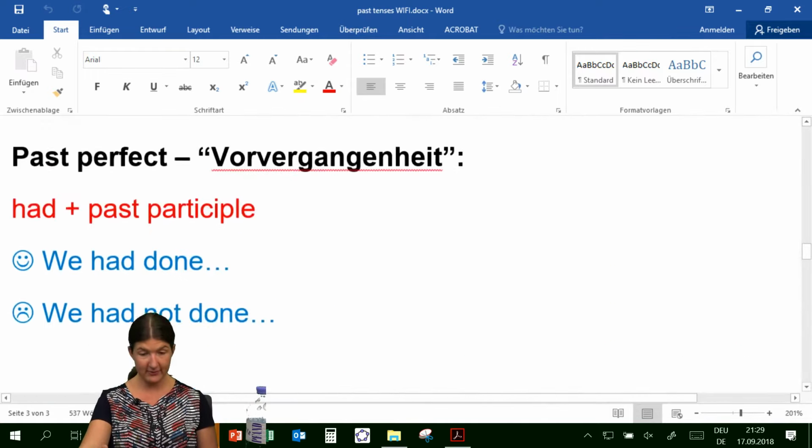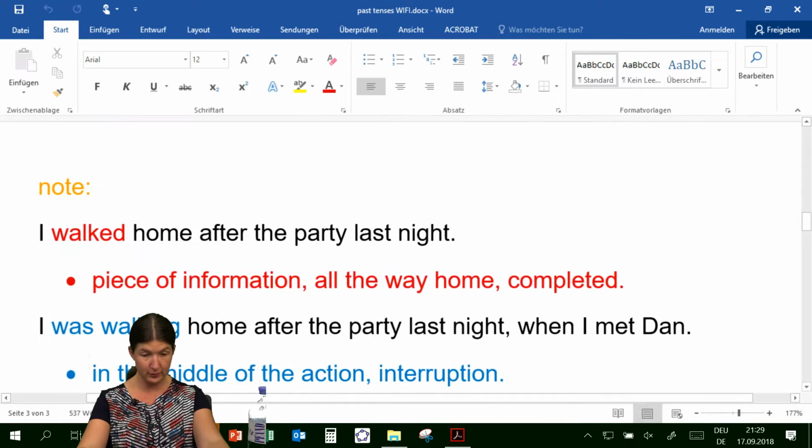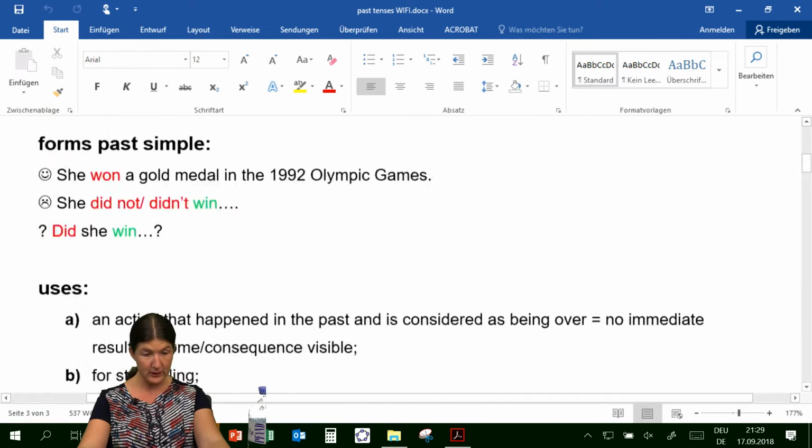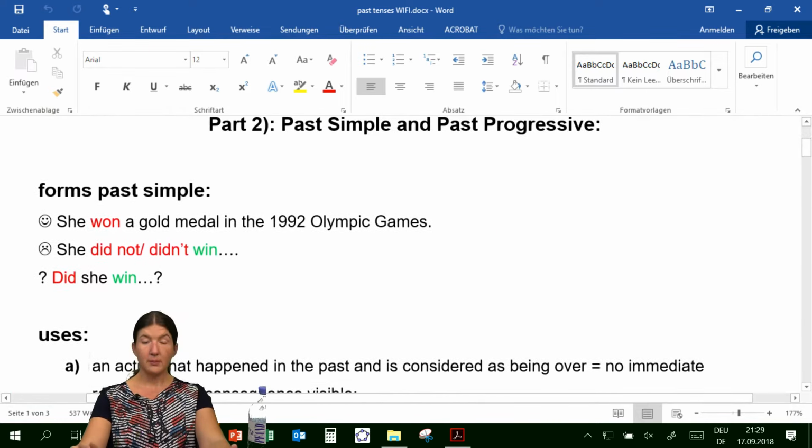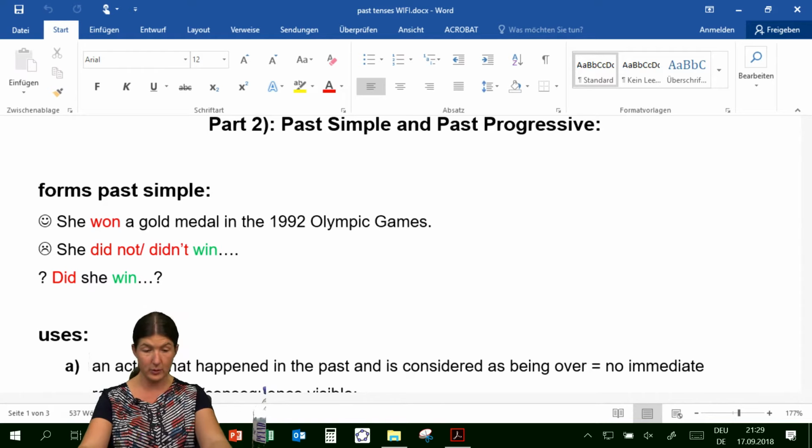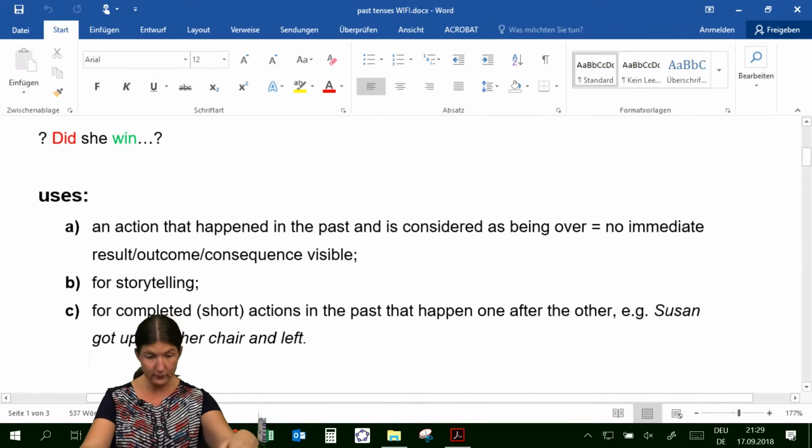Very quickly, a super quick recap of what I said. Past simple for storytelling. Also important, do not include a double past tense. So she did, that's past tense enough. And the base form of the verb follows, that's the main verb.